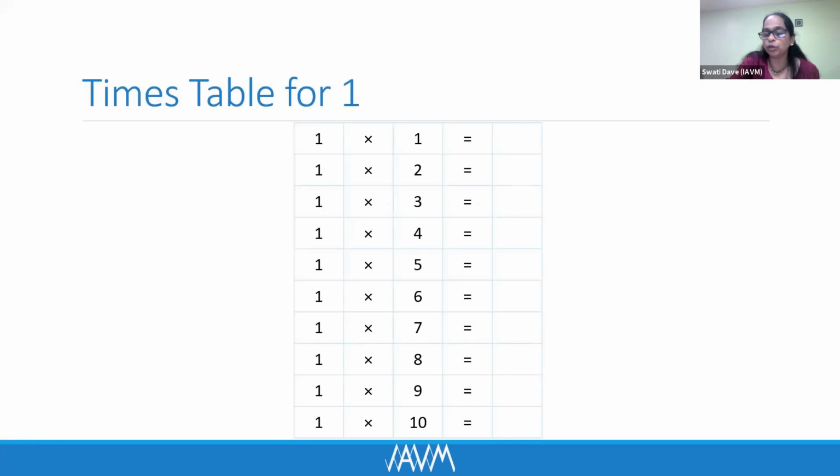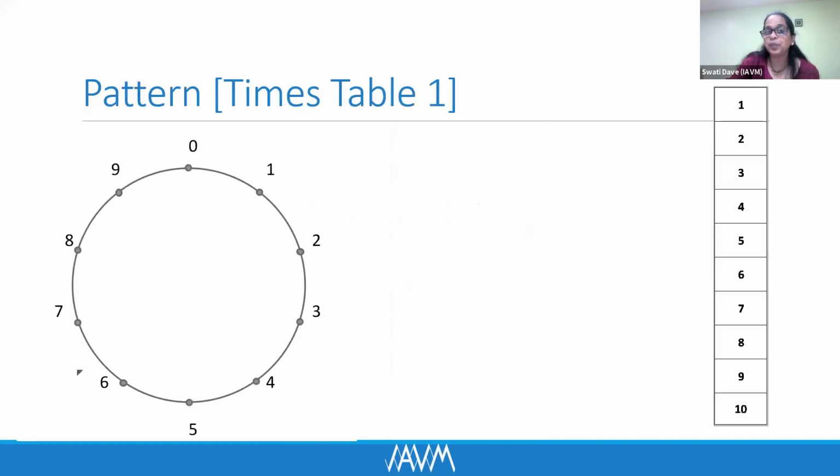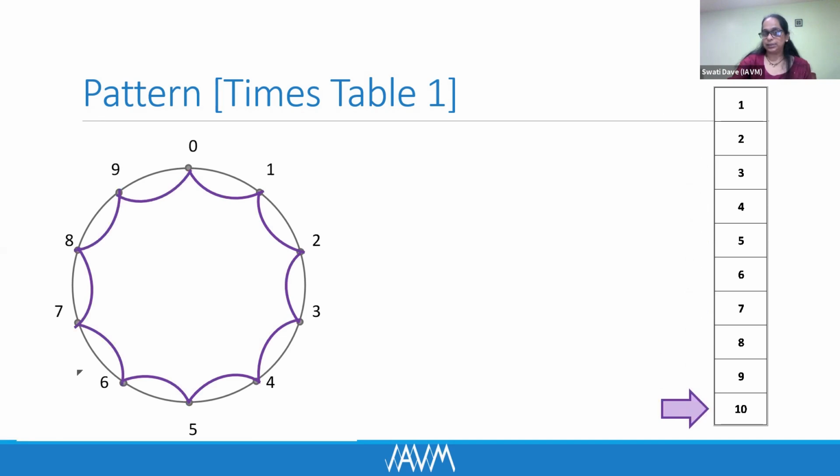If I take a simple pattern of 1, it's skip counting by 1, which is what the times table for 1 is, as simple as that. What we're going to do is look at what happens if I put this times table for 1 on a 10-point circle, a circle that has 10 points. And it's obvious why it has 10 points, right? So you create a beautiful pattern by joining these points.